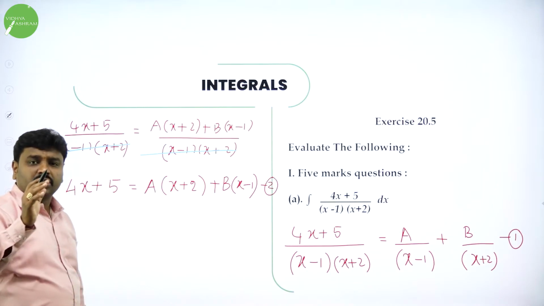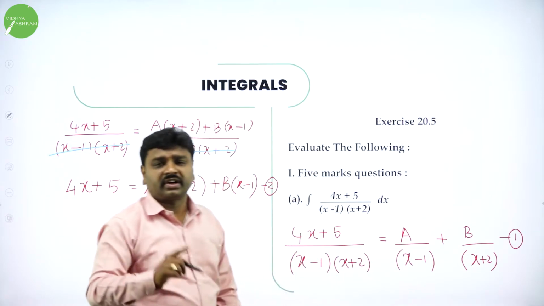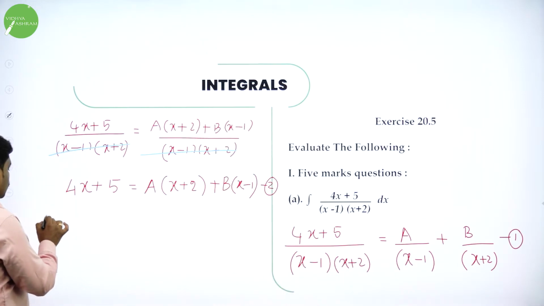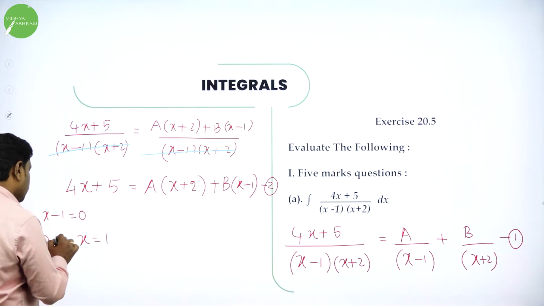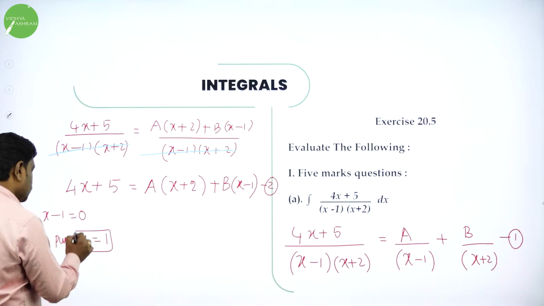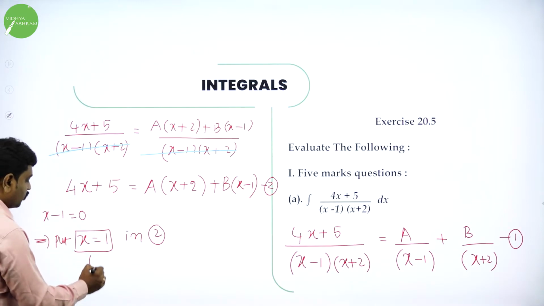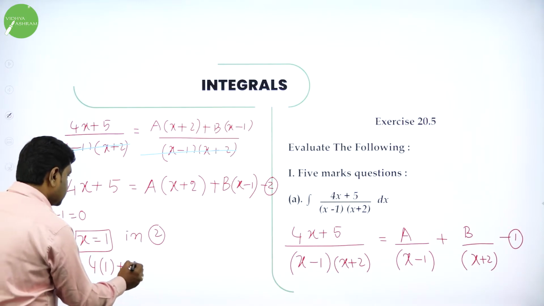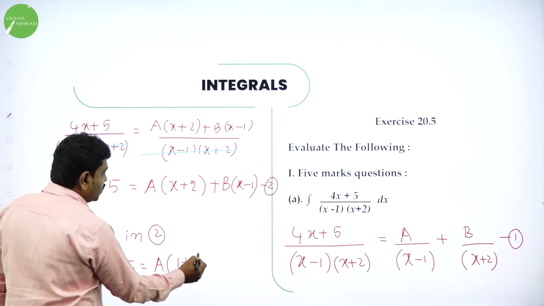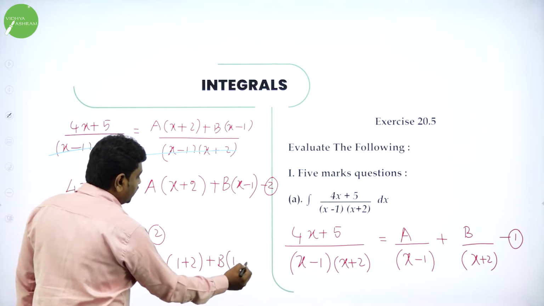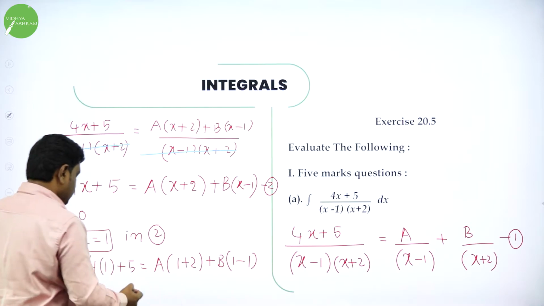So now in order to find a and b, at a time equate one factor to 0. I will take the first factor. What is the first factor? x minus 1. So I will take x minus 1 equal to 0. So that implies x is equal to what? 1. So put x equal to 1 in what? Equation 2. Wherever x is there, put 1. So it will become 4 into 1 plus 5 is equal to a into, in the place of x put 1, so it will become 1 plus 2, plus b into x minus 1, which is 1 minus 1, 0. Here x minus 1 you took as 0. So you can drop this, or if you do it, you will get the same.